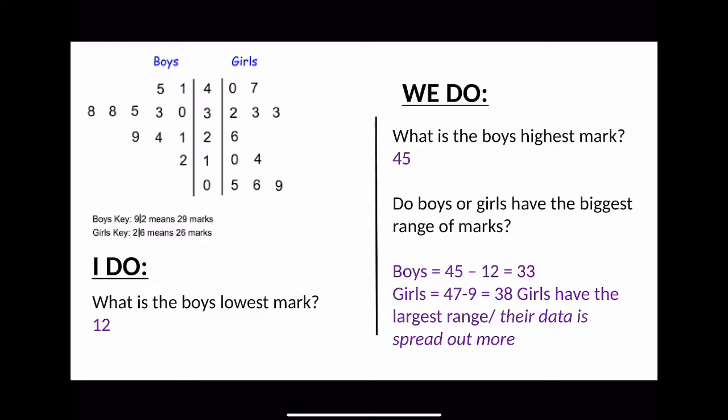And for the girls, 47 minus 9. Because, of course, it's 0, 9. Now, the girls have the largest range, or another way we could say it is that their data is more spread out, whereas the boys' marks are closer together. Pause the video now to make sure that you have that diagram and the questions and the answers written out.